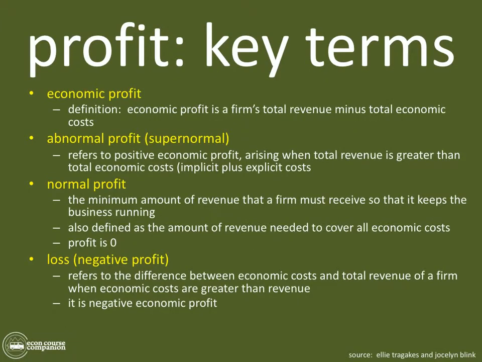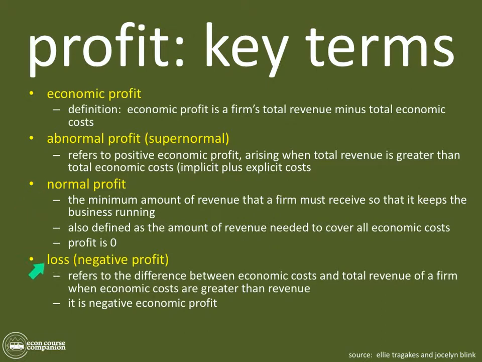So here are four, and they're the four key terms that you need to know in order to speak the language of profit in IB economics. All right, what are they? Economic profit, abnormal profit or supernormal profit, normal profit, and loss or negative profit.